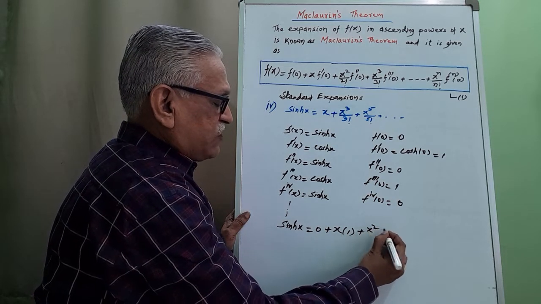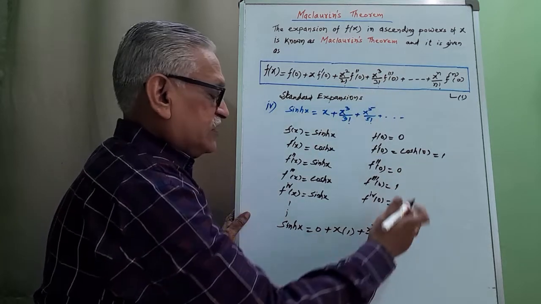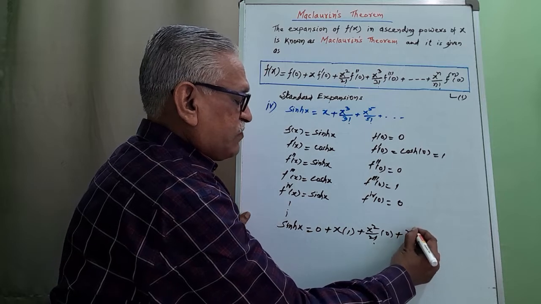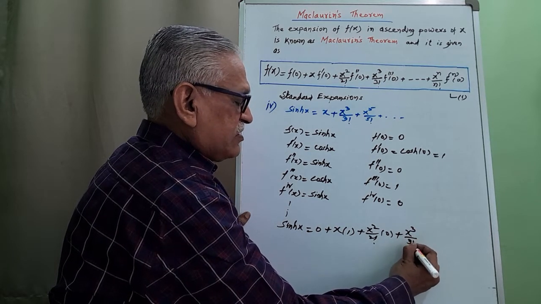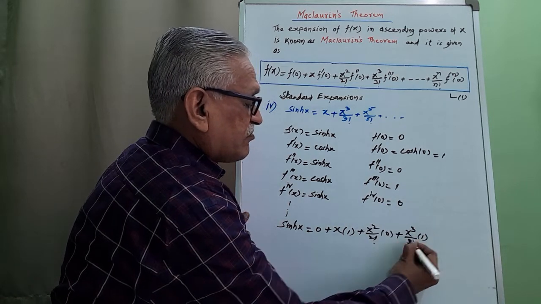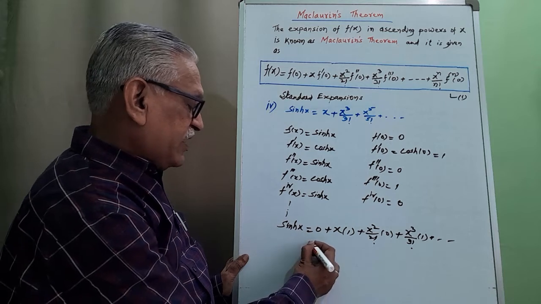Plus x square by 2 factorial. F double dash, it is 0. Plus x cube by 3 factorial, it is 1, and so on. We get the required series.